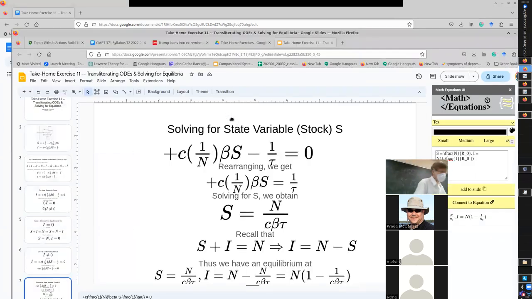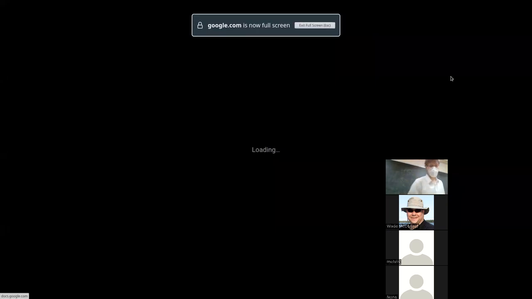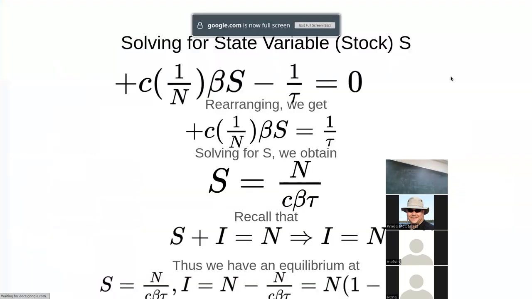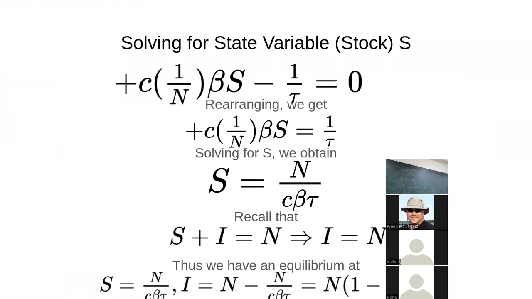Do we see C times beta times tau somewhere? Yeah. Where do we see it? Right there. C beta tau. That is the basic reproductive number, ladies and gentlemen.